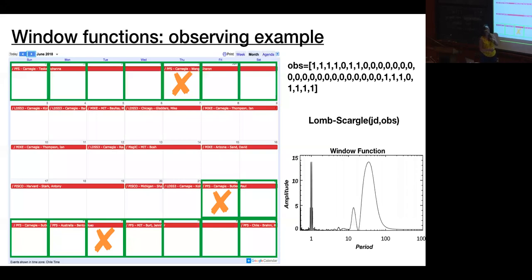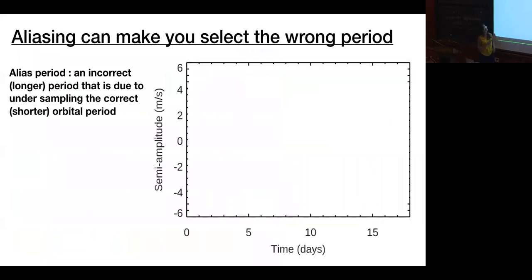This, again, then gets convolved with any actual periodicities that come from the star itself. So you need to be able to sort that out. Okay, and the last thing, real quick, is that aliasing can make you select the wrong period. So aliasing, or an alias period, is an incorrect longer period that you see in your data due to undersampling the true period, which is much shorter, okay?